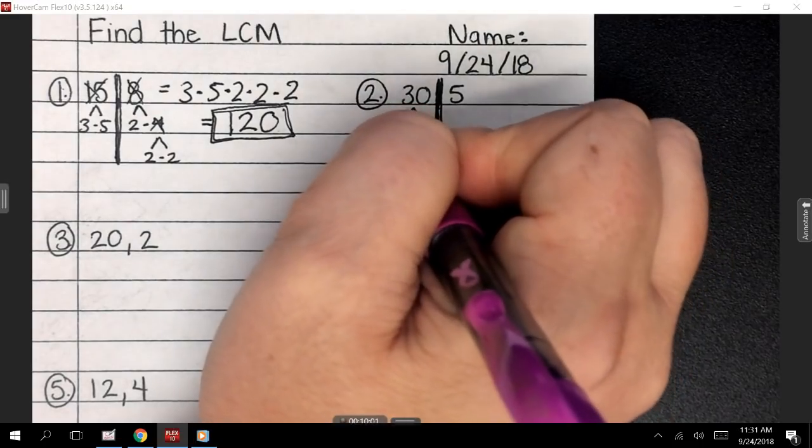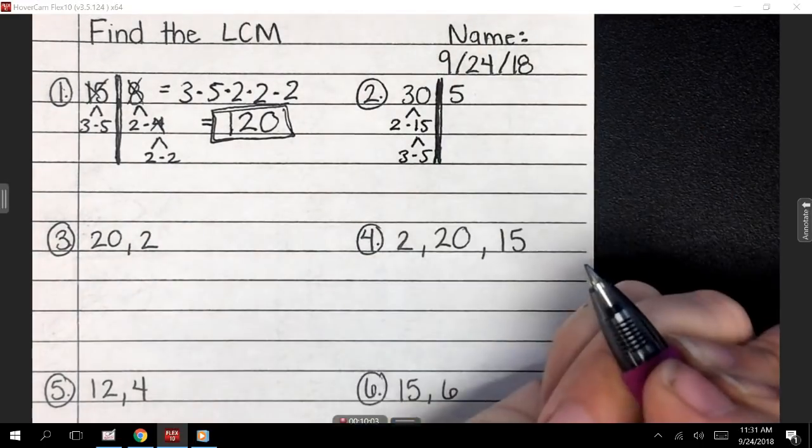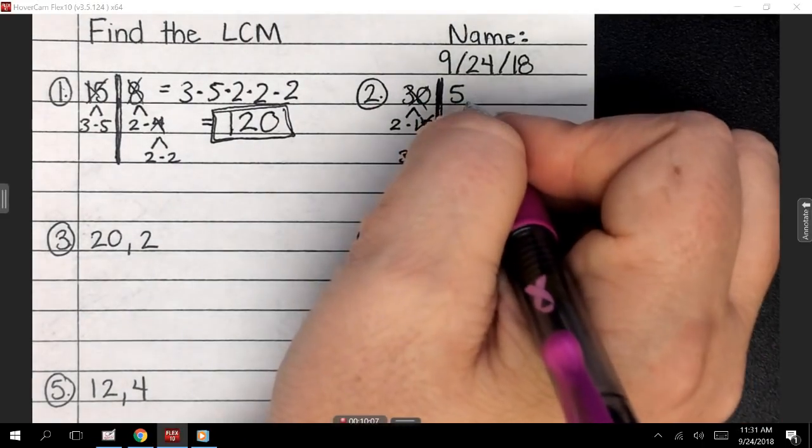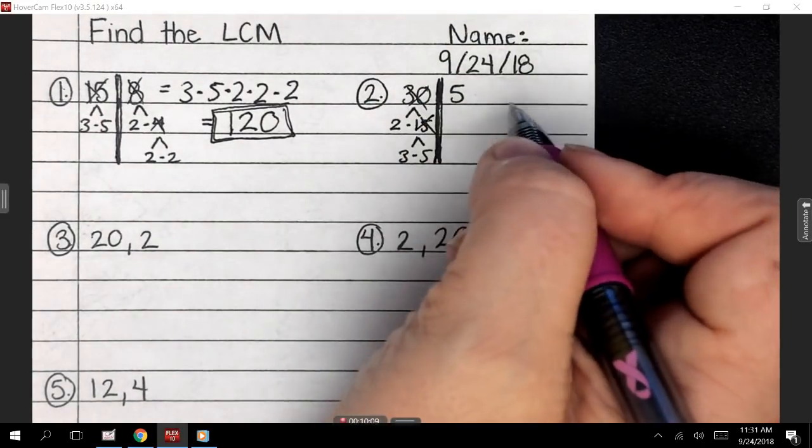15 will split up into 3 times 5. So I did 30, I did 15. All right, 5. 5 is prime. There's nothing I can do.